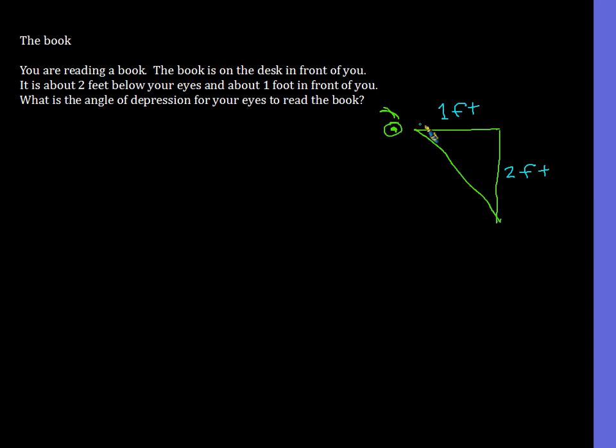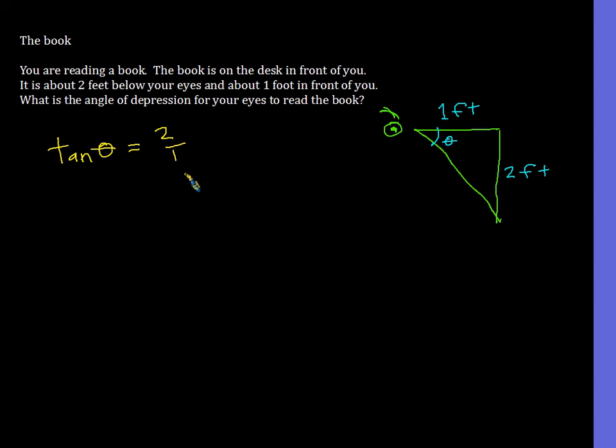And what we'd like to know is what is the angle of depression, and the angle of depression is this angle right here. It's the angle looking down from the horizontal, as opposed to the angle of elevation, which we saw in the last example. So let's go and do some math. What we're going to need, this is the opposite side over the adjacent, so we're going to need the tangent. So we'll say tangent of theta is equal to, again, opposite over adjacent, so 2 over 1.